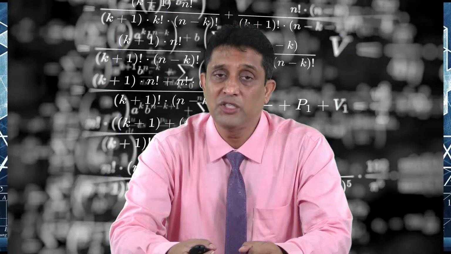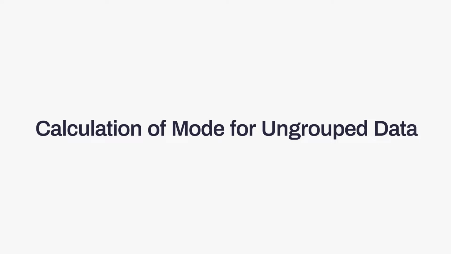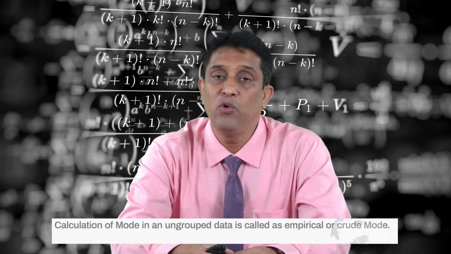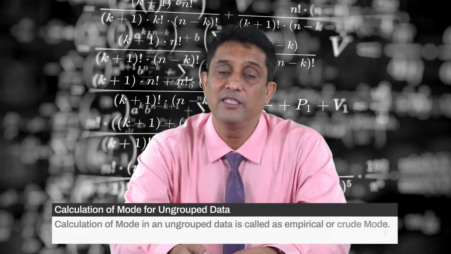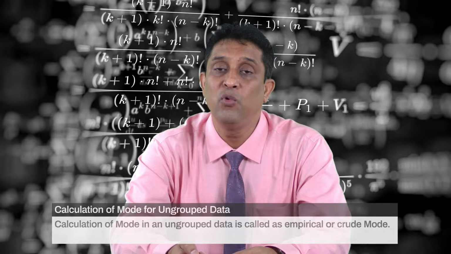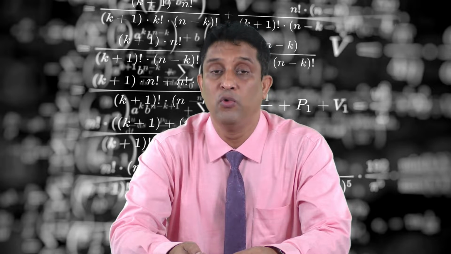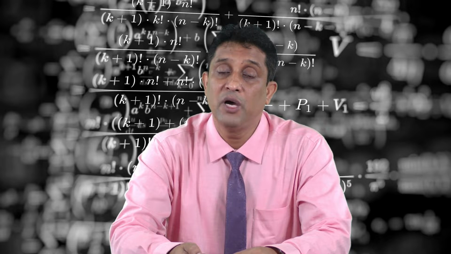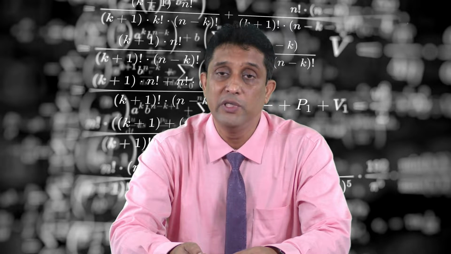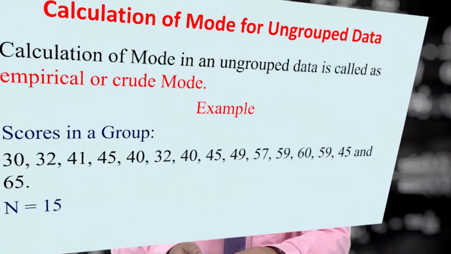Next, let us try to understand how to calculate mode from ungrouped data, and further we will also understand how to calculate mode from grouped data. First, let us focus upon calculation of mode for ungrouped data. Calculation of mode in an ungrouped data is called an empirical or crude mode. Try to understand, when you are calculating mode in an ungrouped data, that is the empirical mode or the crude mode. Let us try to understand with an example.